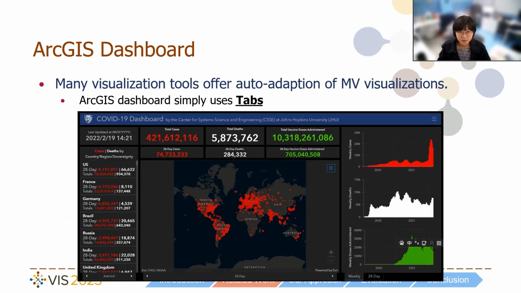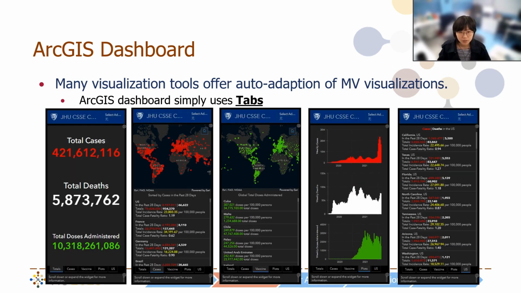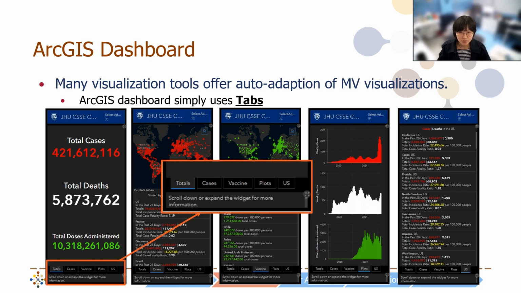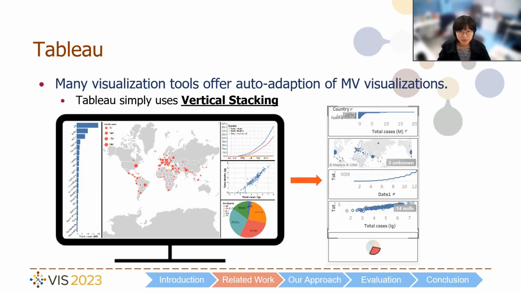Many visualization tools offer auto-adaptation of multiple view visualizations. Here we take the ArcGIS dashboard as an example. It's a dashboard for COVID-19 analysis, and here is the layout on the desktop. For the mobile layout, they use tabs to show each view separately, and users need to click to switch between each view. Tableau took another approach by arranging each view vertically to fit small devices. Usually, users need to keep swiping down the screen to see all the views.